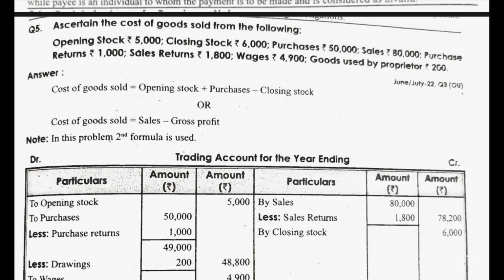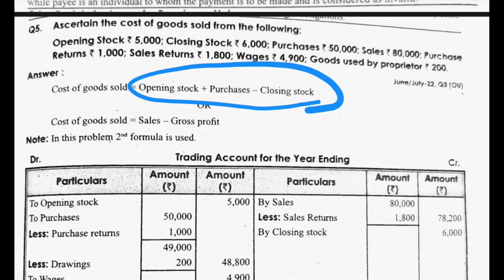Opening stock, purchases, closing stock: if this information is given, just add the two values and minus. But when sales value and gross profit are given, then you have to find out sales minus gross profit, cost of goods sold. So here we have to find cost of goods sold, but with opening stock, closing stock, purchases, we have purchase return also, sales return also, and wages also, goods used by proprietor, drawings also is given. So this formula is not sufficient based on the information given to us.